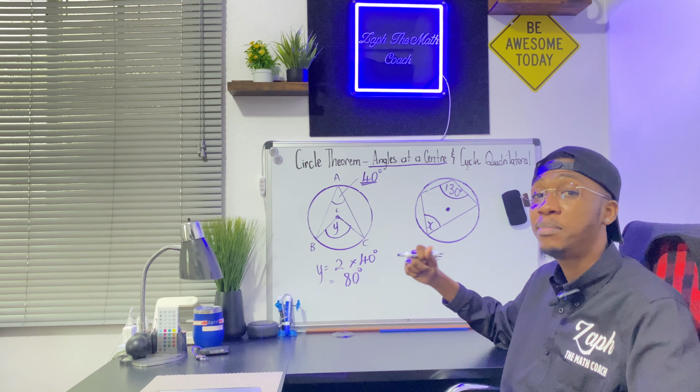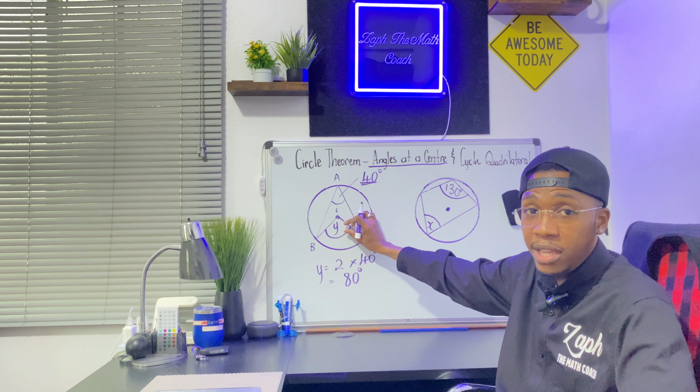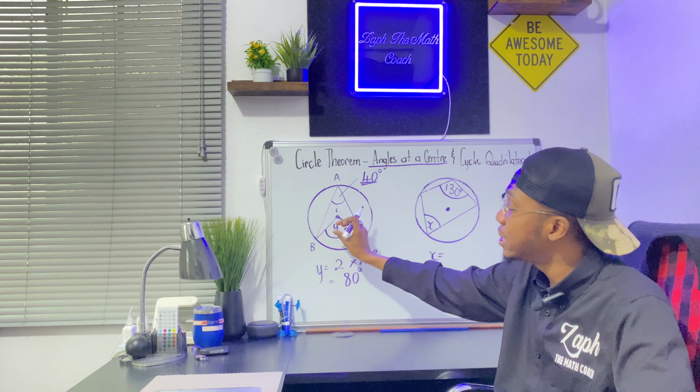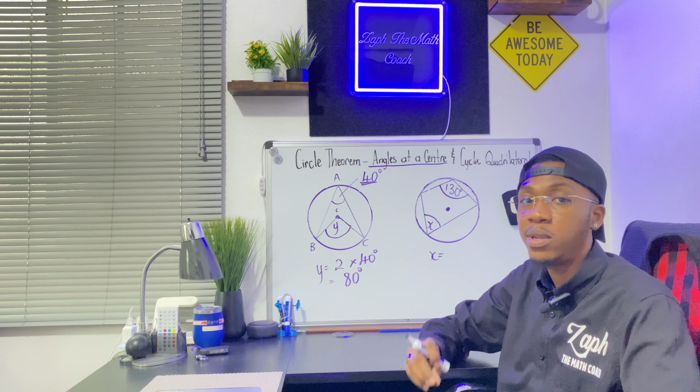Remember, math made simple, easy, and convenient. The measure of the angle at the center is always twice the measure of the angle at the circumference. That's it right there. That's all you need to know.